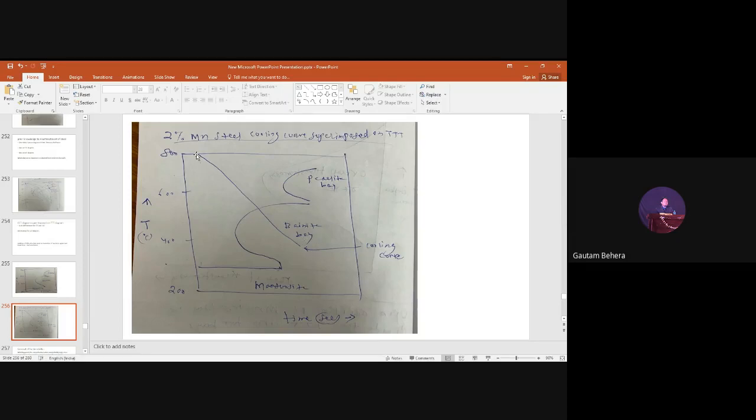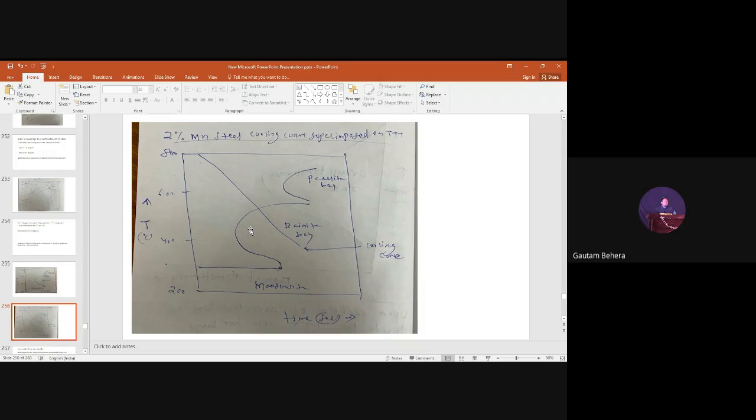So just by doing continuous cooling, this is a continuous cooling curve. If you go through this, you will get bainite. You can do another thing. You can quench it up to this point, then you hold it isothermally. Again, you will get bainite. Two things can be done.